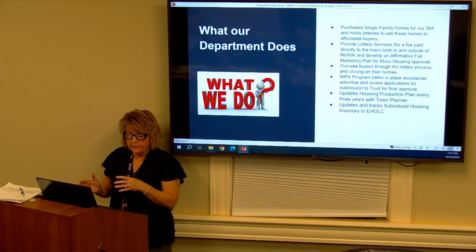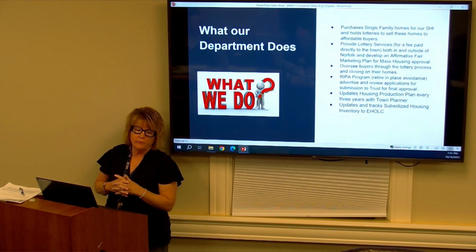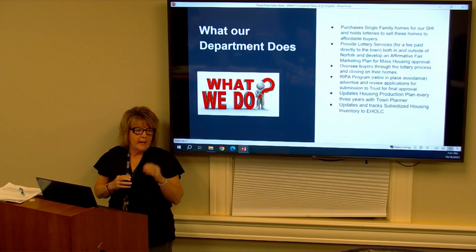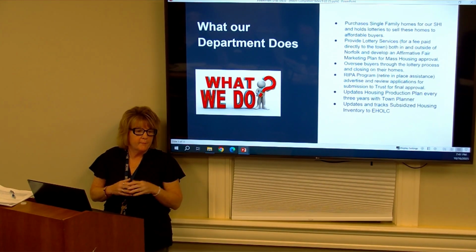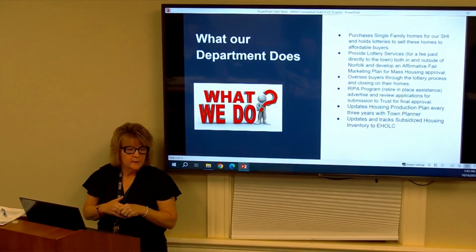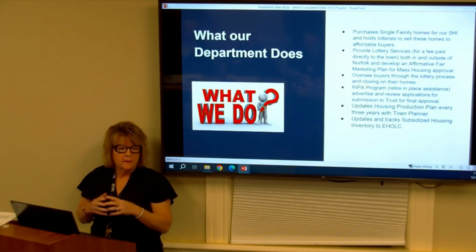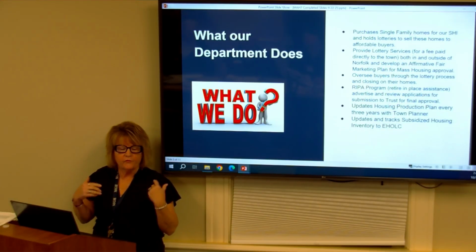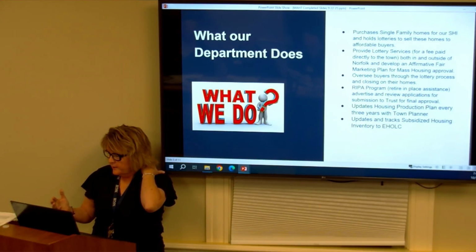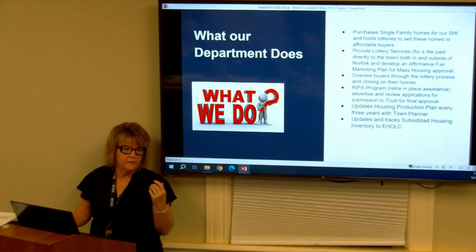I attend the closings. The town is paid, for 9 units or less, 2.5% of the price of the home, and for 10 units or more, it's 2%. That fee comes directly into the trust, and that offsets my salary.